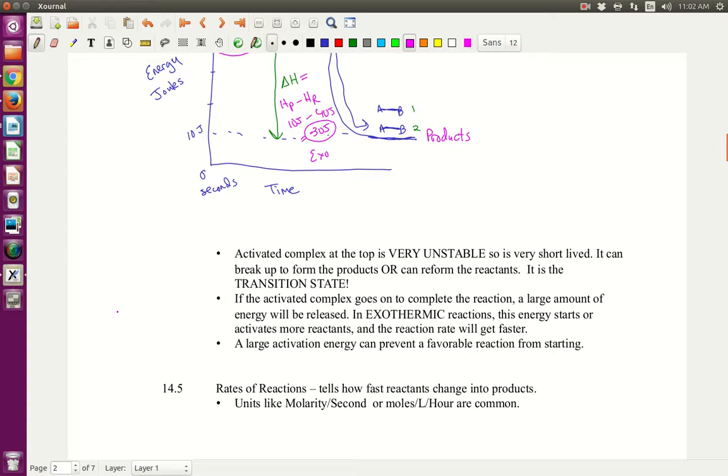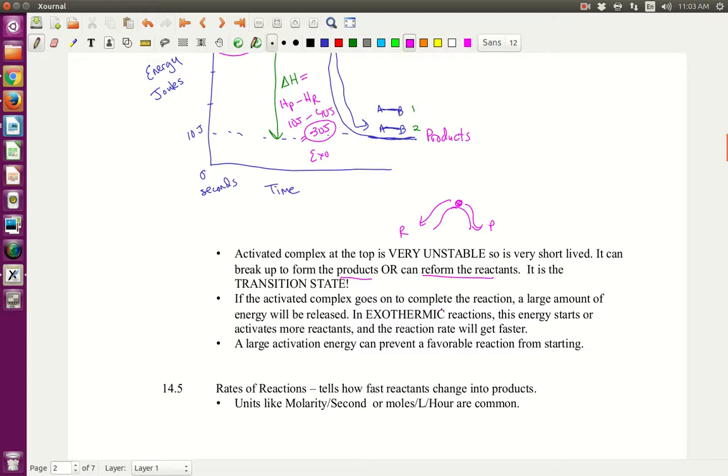Notice that it says here too that the activated complex at the top is very unstable. It's short-lived, and it can break up to form products or to reform reactants. So that's what I said. The activated complex sits at the top of the hill. It can roll down to form products, or it can roll backwards to form reactants.